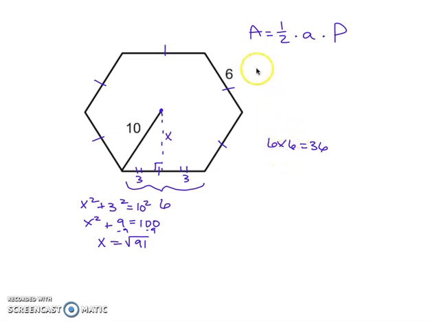And when we plug it into this equation, we would have area equals 1/2 times square root of 91 times 36. And when we calculate that out, we would find that area equals 171.7 units squared.